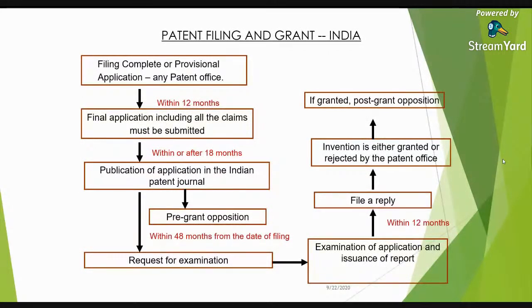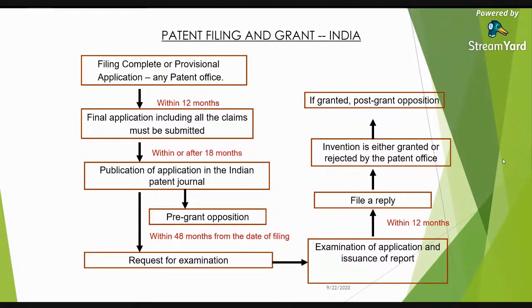So here is the patent filing procedure in India. More or less you would see a similar procedure in every other country, though some minor modifications or minor rules are there. So let's understand the patent grant procedure. First, either a provisional application or a complete application, you file at the patent office. Suppose you're filing today.